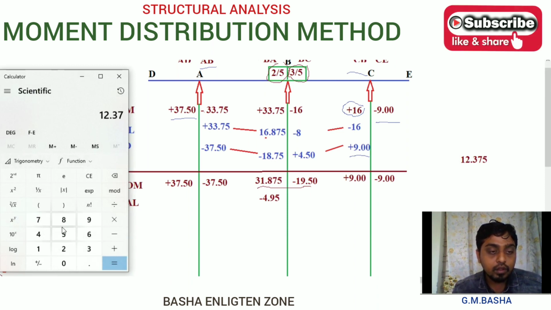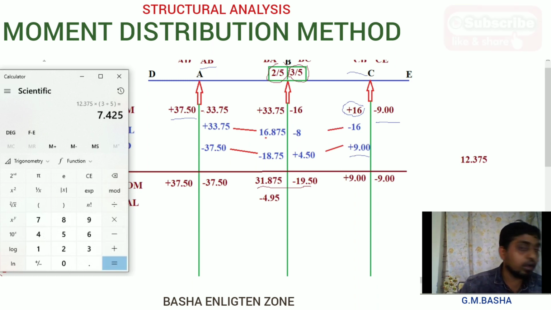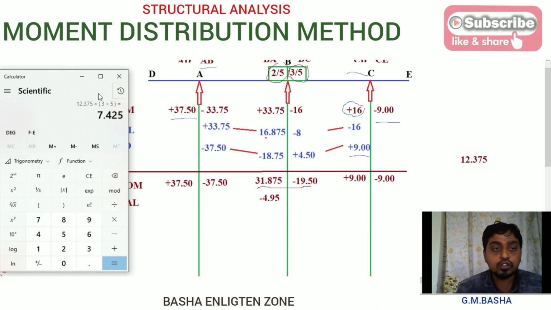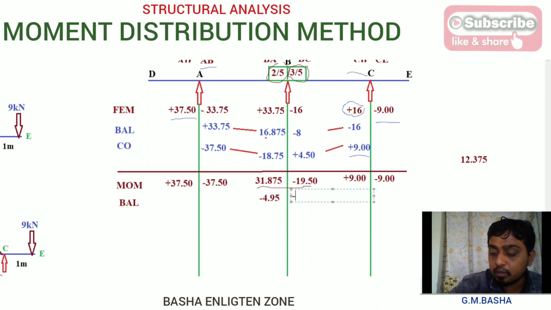12.375 into that 3 by 5, 3 divided by 5. So then totally you will get 7.425. So that 7.425 also in the negative mode. Why? Because here the moments whatever you will get, it will be in the positive. I am taking same moment with opposite sign.